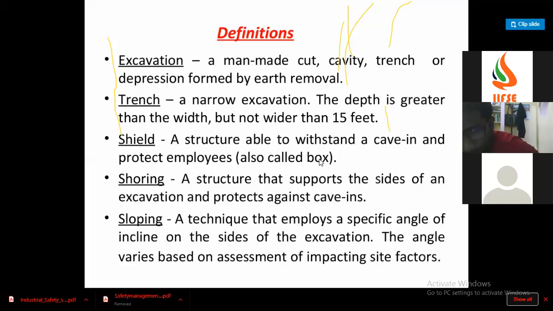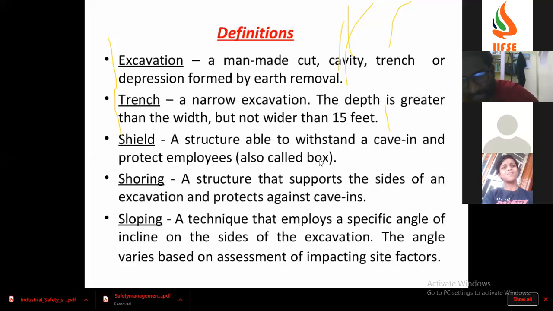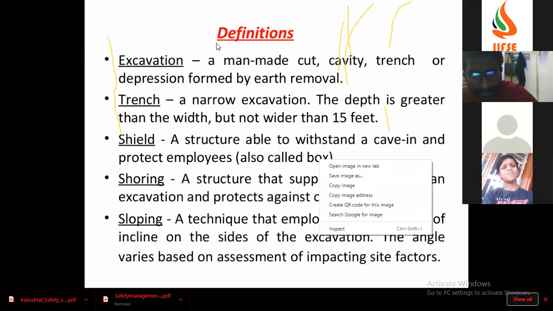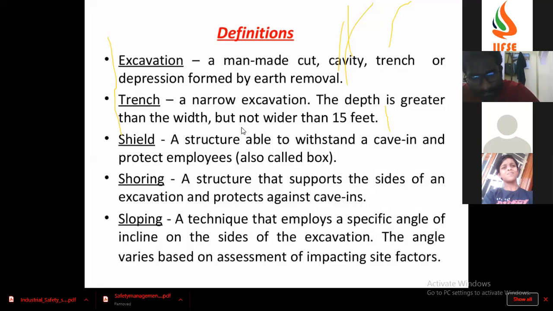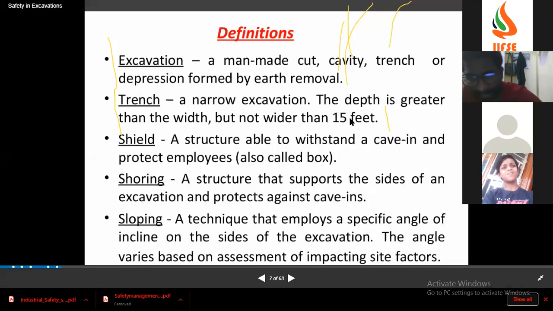Okay, fine, sir. Thank you. Coming to the excavation definitions: the man-made cut, cavity, trench, or depression formed by earth removal is an excavation. A trench is a narrow excavation where the depth is greater than the width. If it goes deep but the width is less, it comes under trench, but not wider than 15 feet.